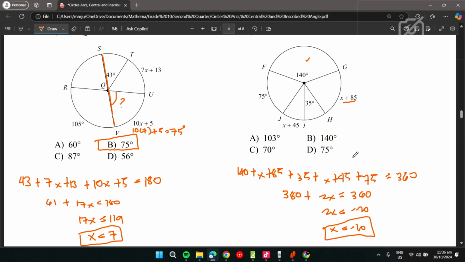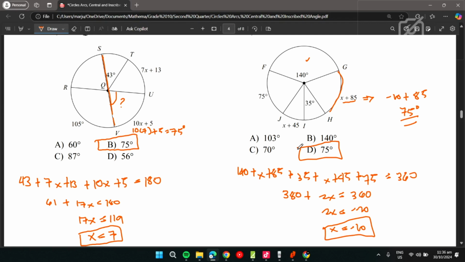So, since x is negative 10, since ito yung hinahanap, we're gonna do negative 10 plus 85, which gives us 75 degrees. What letter? Letter D. Alright? That's letter D. Klaro ba yung ating solution?